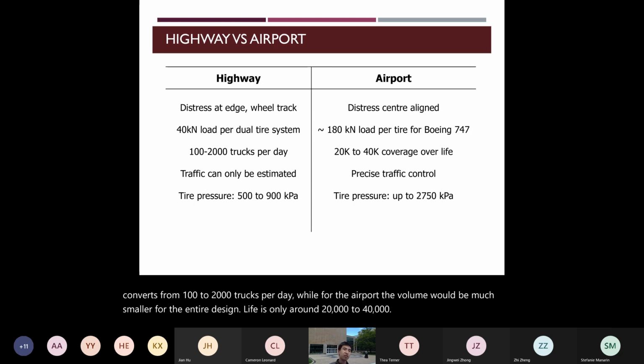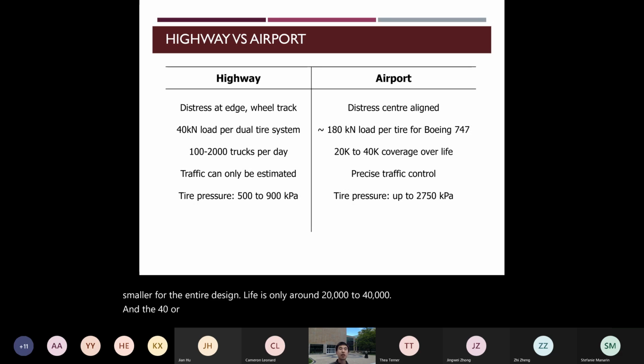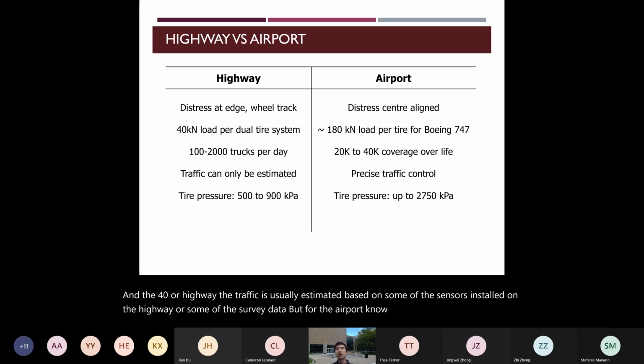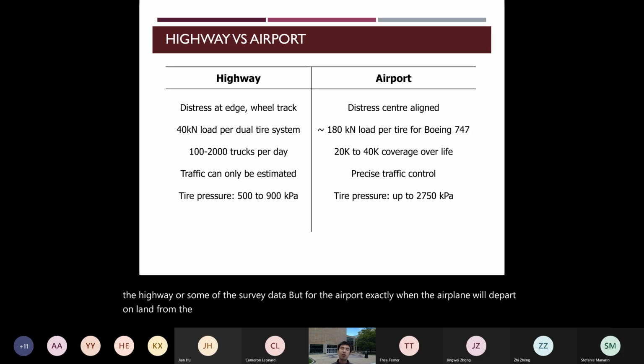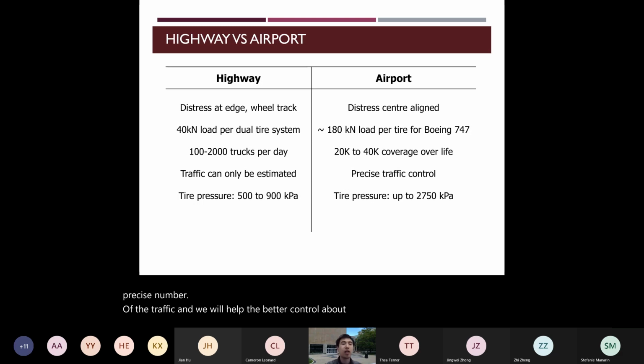And for the highway, the traffic is usually estimated based on sensors installed on the highway or some surveying data. But for the airport, we know exactly when the airplane will depart or land, and how many airplanes were running in the airport. So we have a very precise number of the traffic, and we will have better control over traffic in the airports.